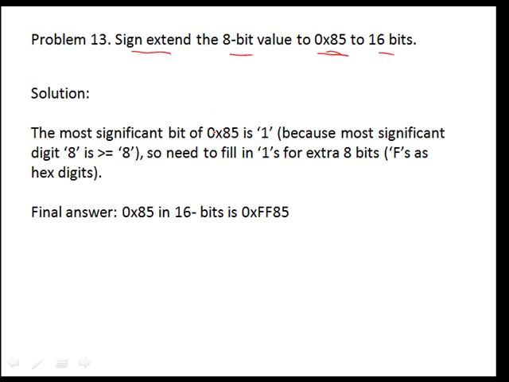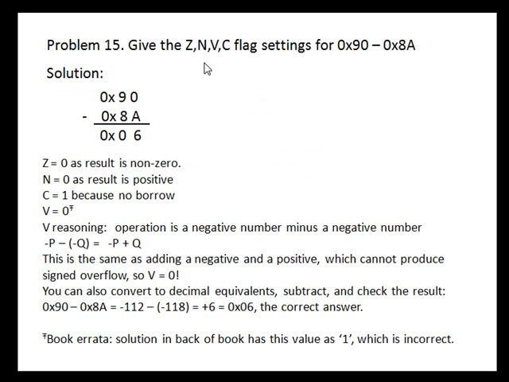So all we're going to do is copy whatever the most significant bit of this hex value is to the left for the additional 8 bits. We know that the most significant bit of this value is a 1 because this digit here is 8 or greater. So we simply fill in 1s for the extra 8 bits. In this case, in hex, that's filling in Fs. So a hex 85 in 16 bits is going to be an FF85.